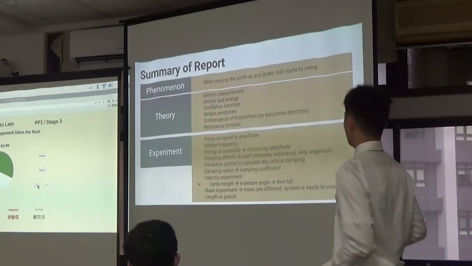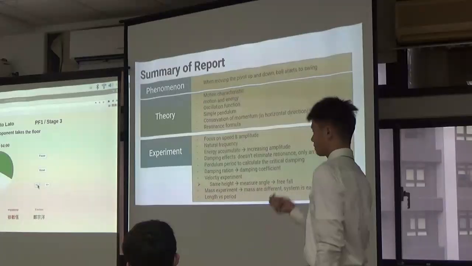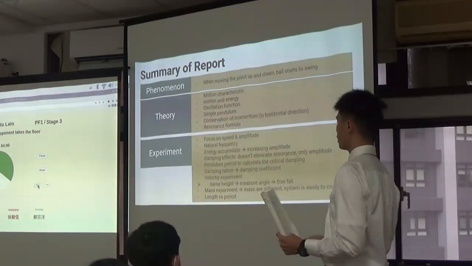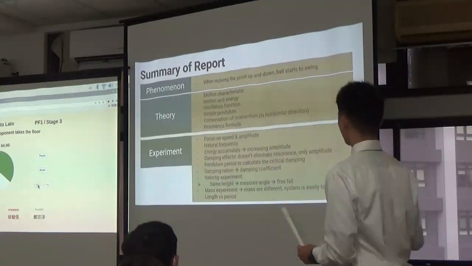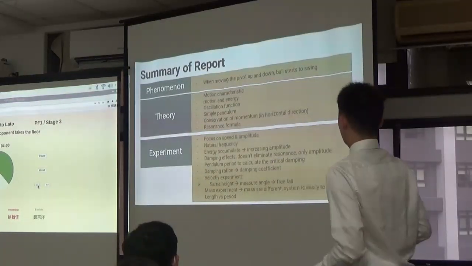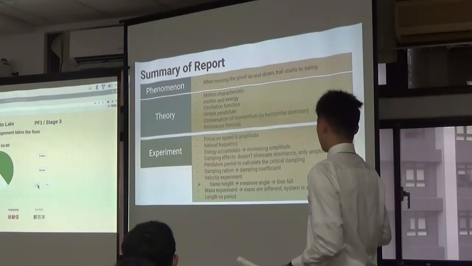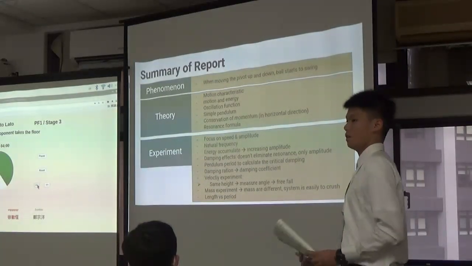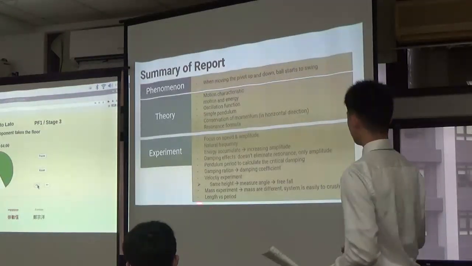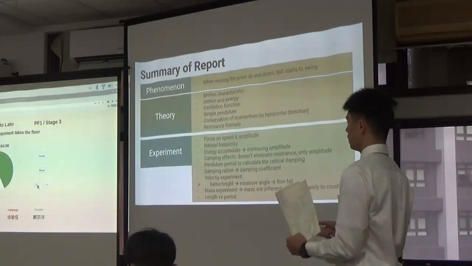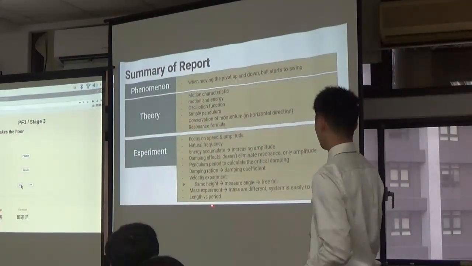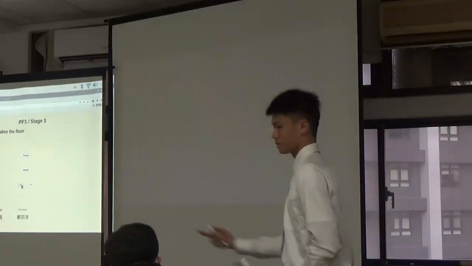In the experiment, they use a hand to swing the ball. Then they try to prove that their theory is right by using a free fall experiment to test the damping coefficient. They test whether the conservation of momentum is correct. They also change the mass of the ball to see whether the system will crash. And lastly, they compare the length over a period using a simulation.